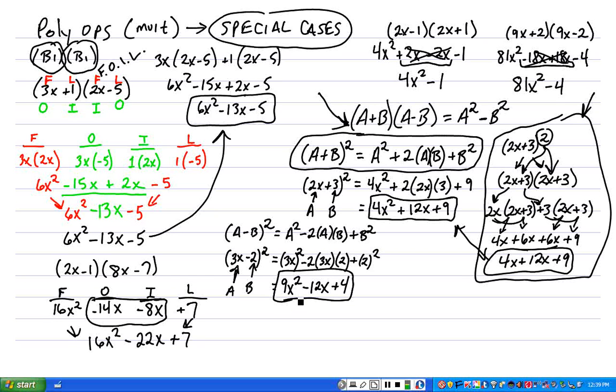Alright, but again, you don't have to get caught up in all of that. If you understand what it means to be a square, then you would just take this problem and write it twice.